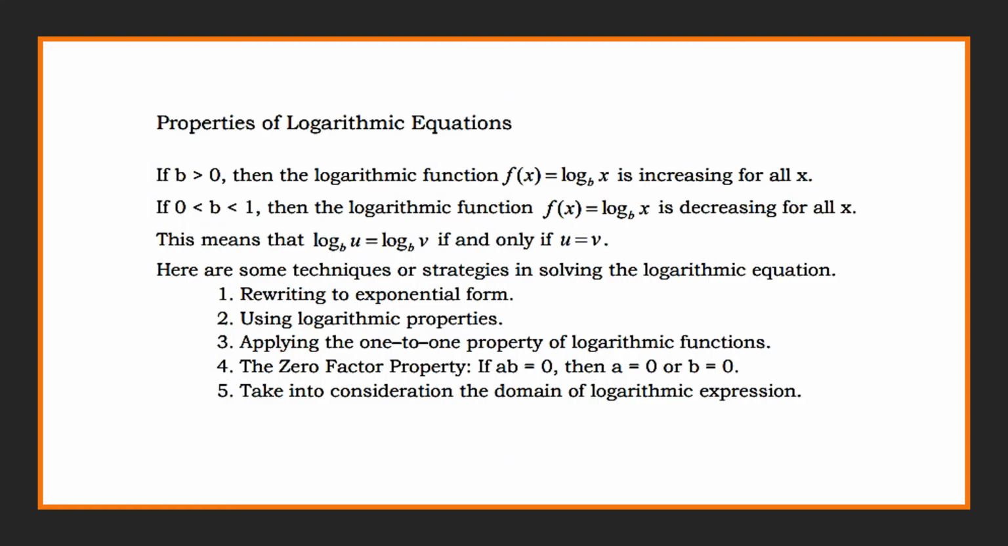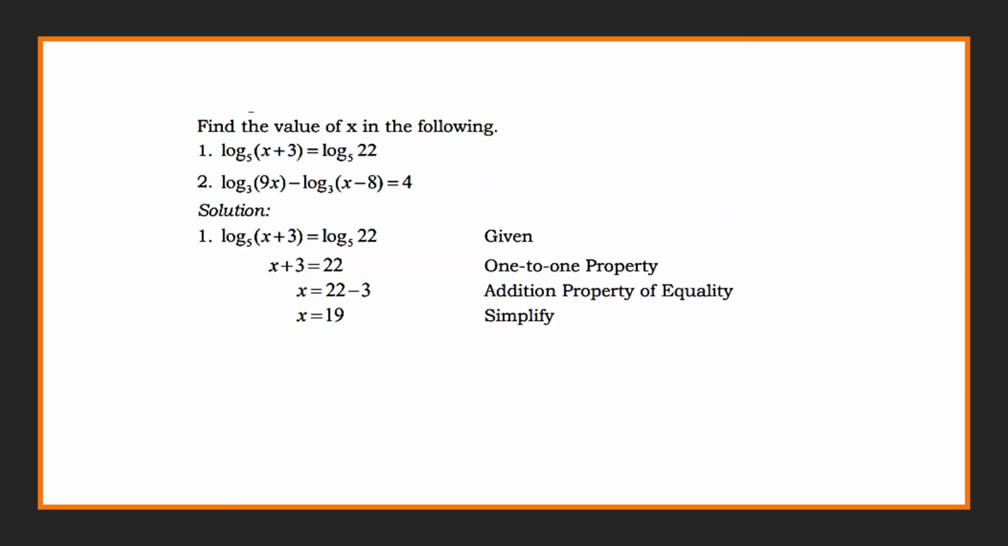Okay? Now, properties of logarithmic equation. So, if b is greater than 1, then the logarithmic function f of x is equal to logarithm of x to the base b is increasing for all x. If b is between 0 and 1, then the logarithmic function is decreasing for all x. So, how will you do it? Rewrite exponential form using logarithmic properties and apply 1-to-1, then zero factor property, and take into consideration the domain of logarithmic expression. Okay, let's have an example.